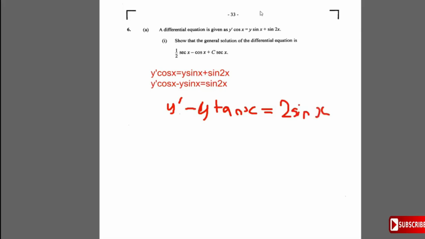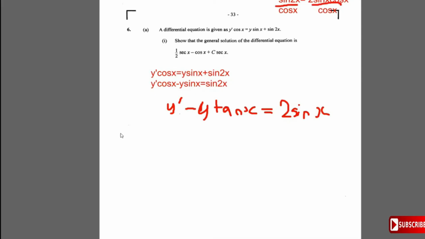The reason for that is because, let me put a reminder up here, sine 2x is equal to 2 sine x cosine x. And so if you divide it by cos x, then you're really dividing 2 sine x by cos x. That's what you're doing. This is 2 sine x.